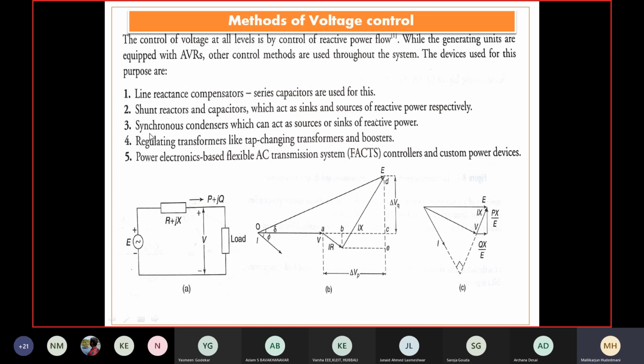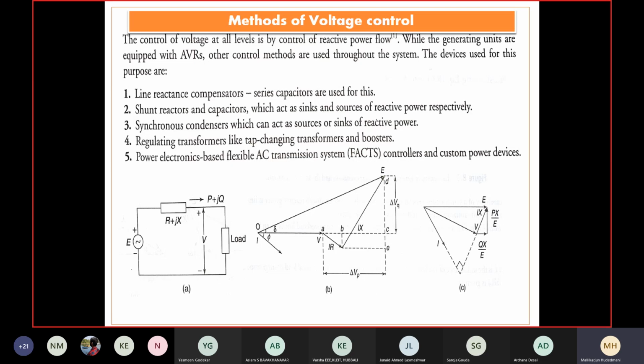The next is the synchronous condenser, which can act as a source or sink of reactive power. A synchronous condenser is itself a synchronous machine, or you can view it as a synchronous motor. The best example of a synchronous condenser is a synchronous motor with no load on the shaft. It is simply running with three-phase power, fed on both the stator and rotor side. It is running, and there are the excitation needs and necessities of that.